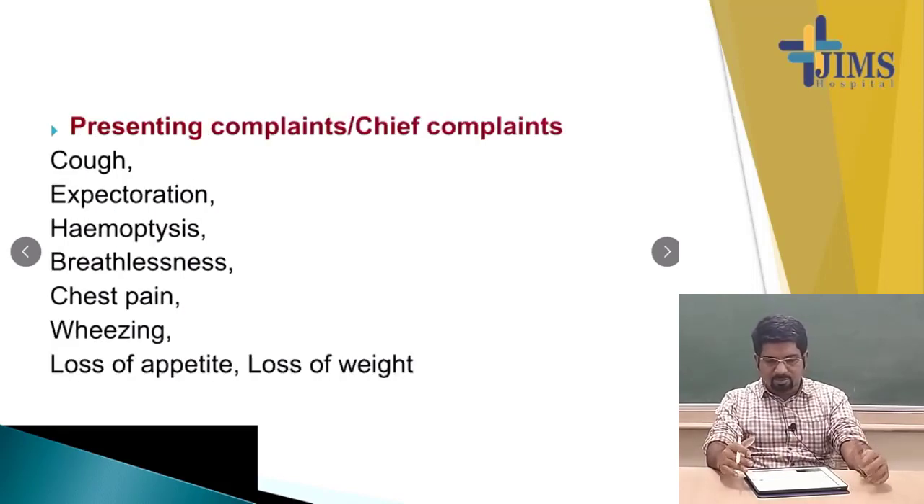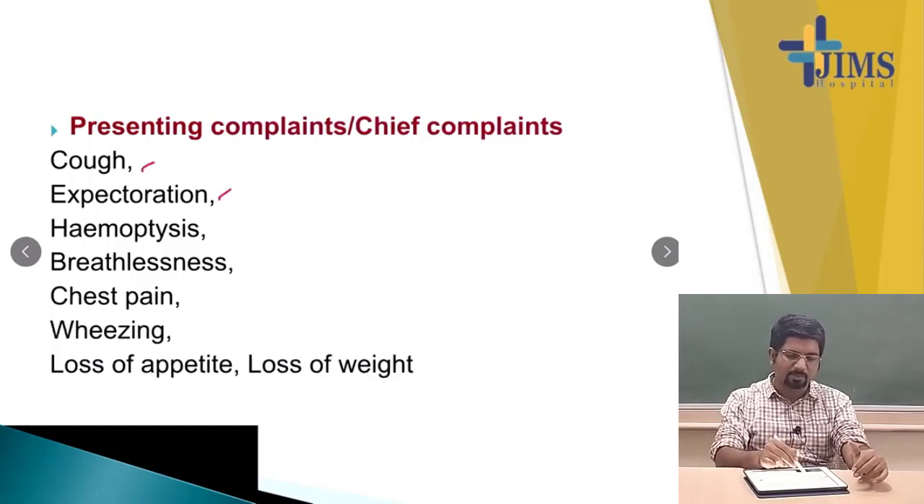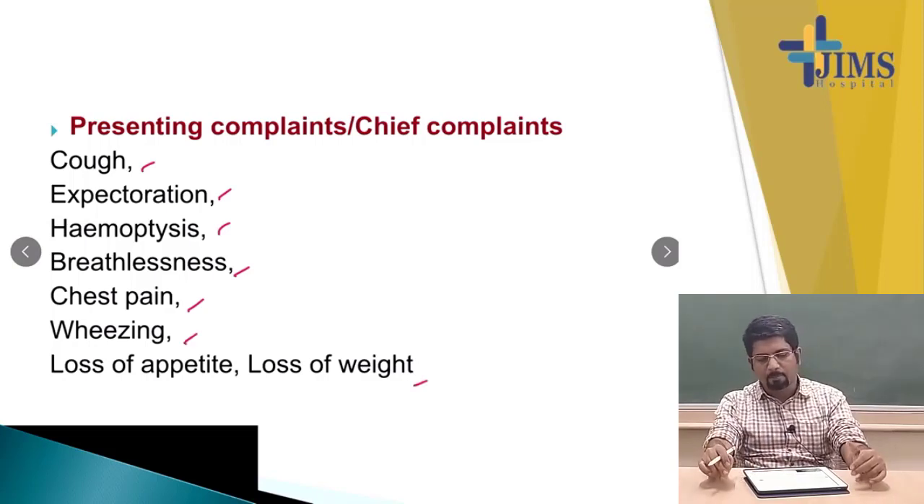Now come to the chief complaint or presenting complaint. In the respiratory system, there are mainly the following complaints. The patient comes with the following complaints. It may be cough, expectoration, hemoptysis, breathlessness, chest pain, wheezing, and loss of appetite and loss of weight. There are a number of complaints, but you have to choose which is the most important for this patient, and the patient will tell about most of the symptoms of his suffering.